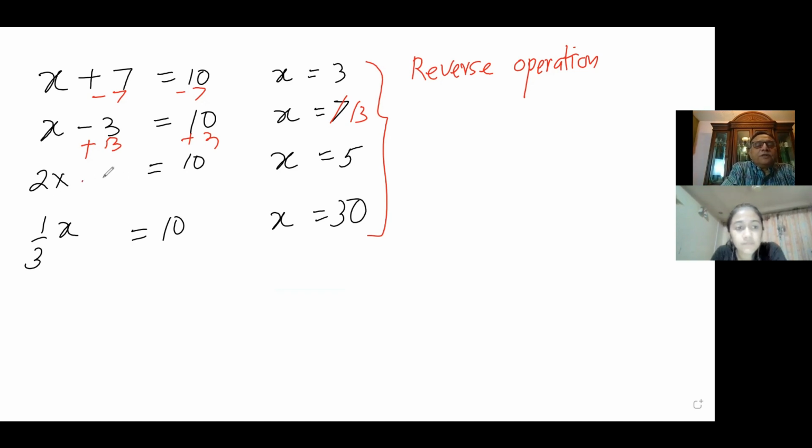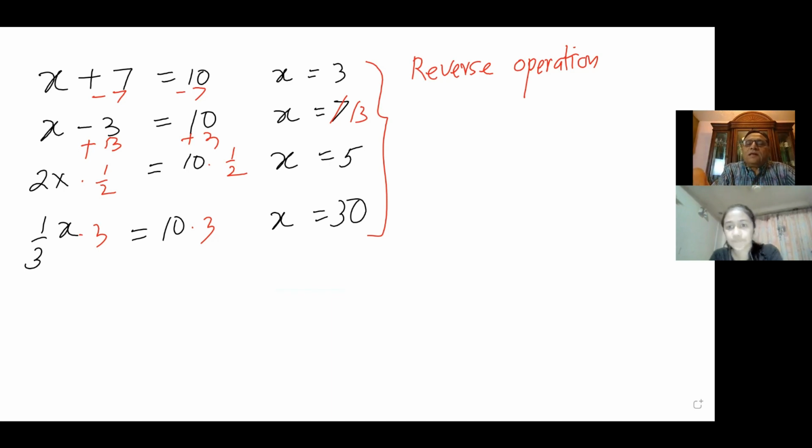2x equals 10, you divide by 2. That means multiply by half and you get 5. 1/3 x equals 10 means multiply by 3 and you get 30. You see that? We call this a reverse operation. So reverse of addition is subtraction. Reverse of subtraction is addition. Reverse of multiplication is division. And reverse of division is multiplication. Is that clear to you?